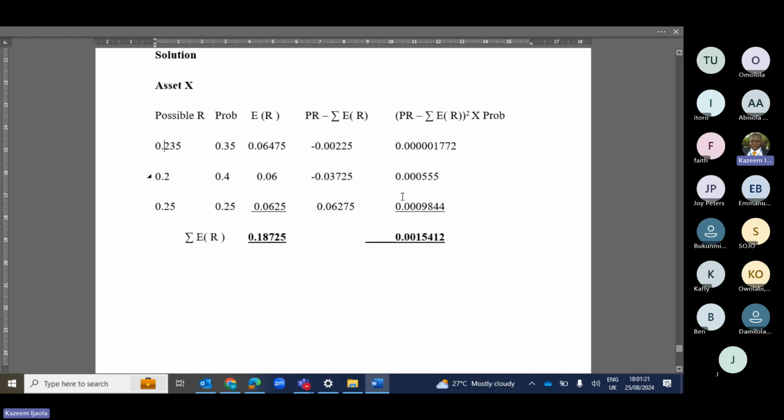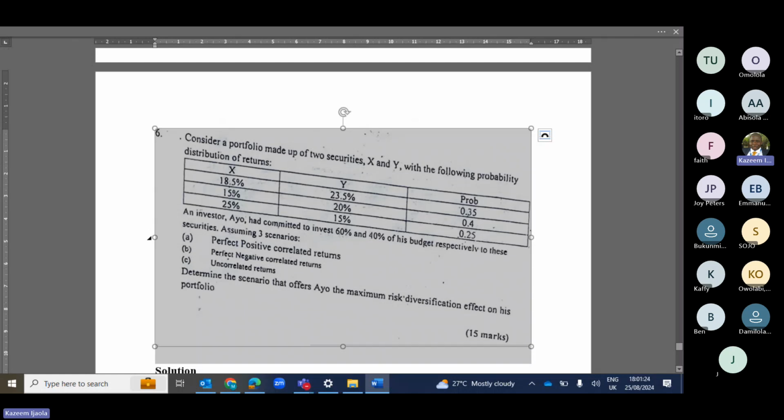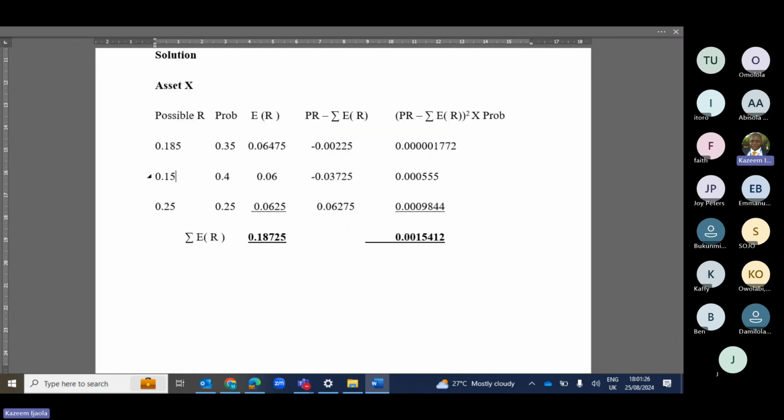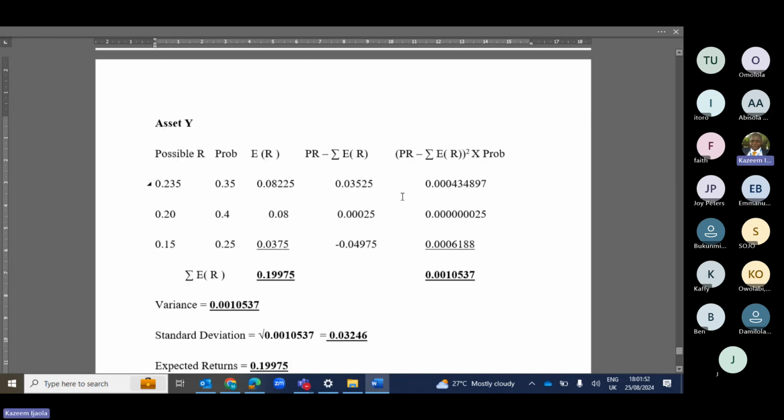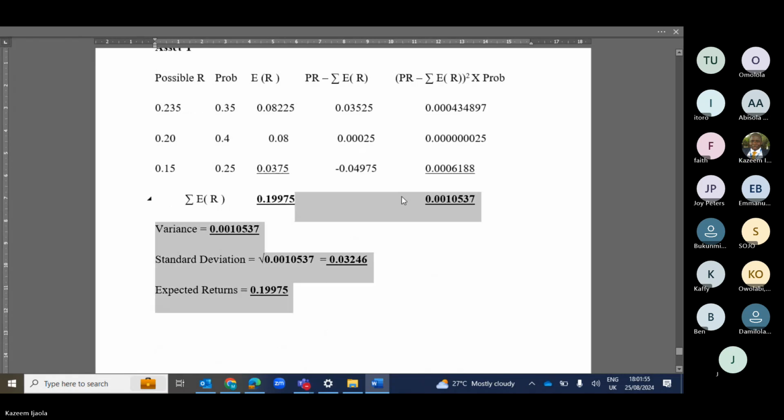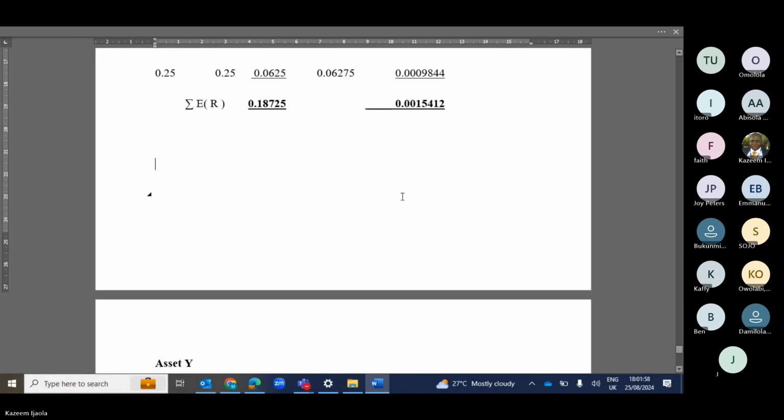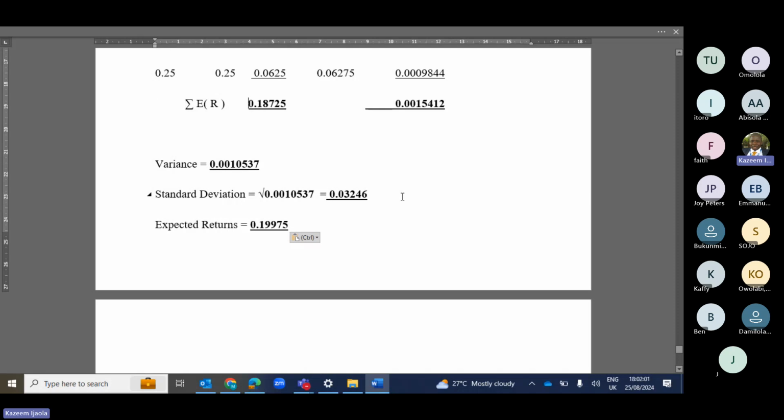0.185. Don't worry, I'll quickly do it. So 0.15. Then this one is 0.25. Then probability is this. So I think all the figures should still be the same. 0.35 times 0.185. Yes, figures are still correct. I've not changed the figure, so this is correct. Our expected return is correct.